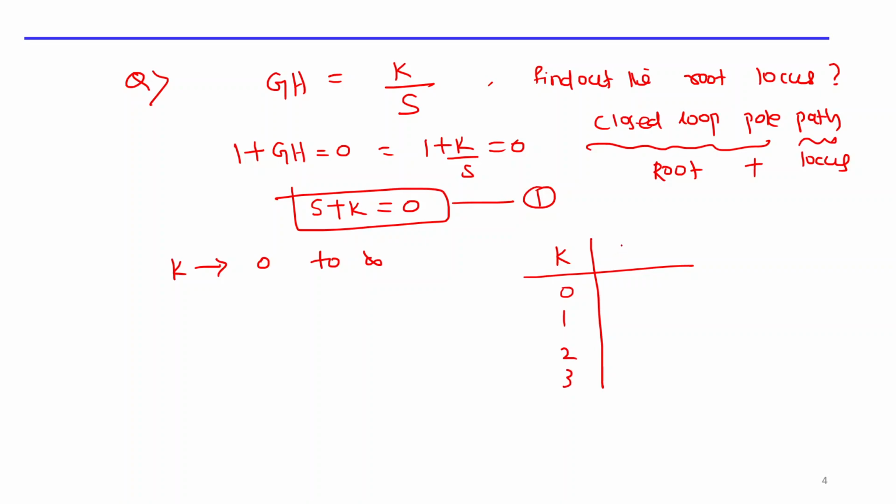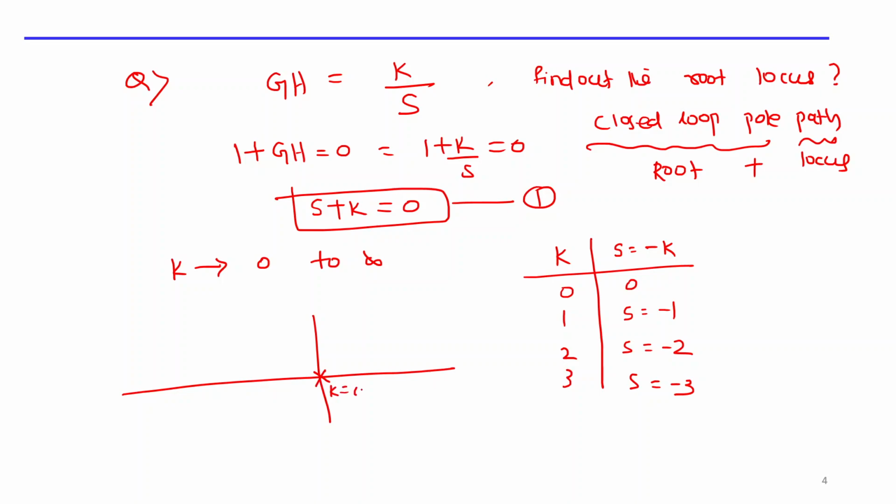And how your poles will vary. So here in this equation, your poles will be at s equal to minus k. When I put k equal to 0, your s equal to 0. When I put k equal to 1, your s equal to minus 1, then s equal to minus 2, s equal to minus 3. It means the poles will vary like that. When k equal to 0, the pole is at this point, and when k equal to 1, the pole is at s equal to minus 1. When k equal to 2, your poles will be at s equal to minus 2.